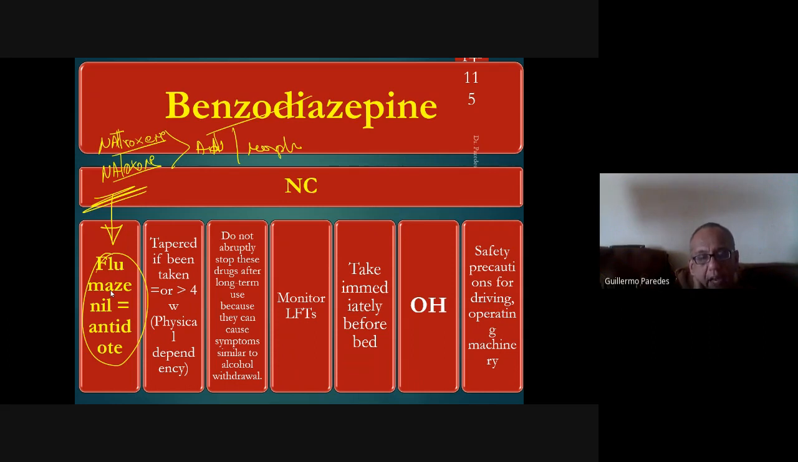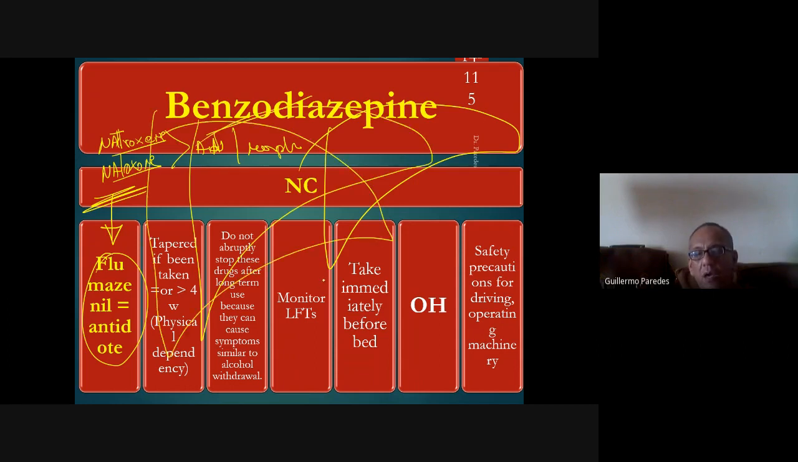Monitor the LFTs. Why? Hepatotoxic. Remember, we were drawing the liver. So you need to take it before going to bed because it is basically going to slow you down. You want to be slow at the time you're going to sleep, right? Avoid alcohol because it can compete with receptors and can make summation. Alcohol is a depressor, benzodiazepine is a depressor too, so they are going to make summation of the action. Obviously, we need to look for safety precautions for driving and operating machinery.